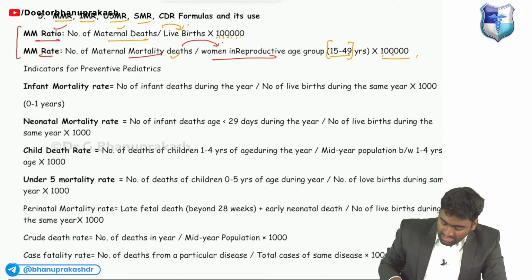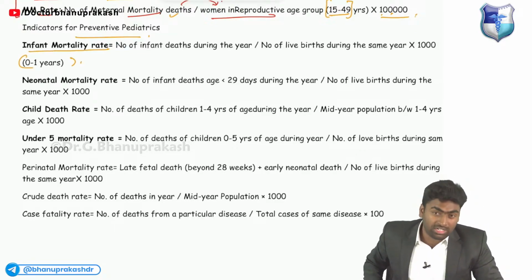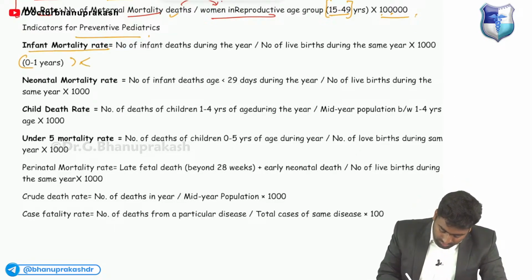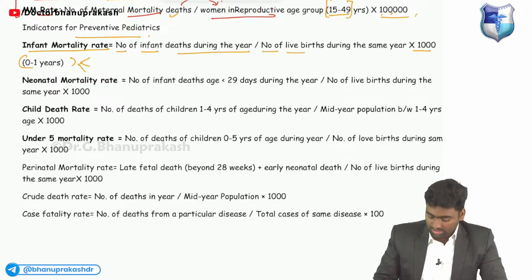Fine. And in pediatrics, we need to know a few formulas. One is the infant mortality rate. We call them infants if they are within 1 year. To calculate this, it is the number of infant deaths during the year divided by the number of live births during the same year, into 1000.